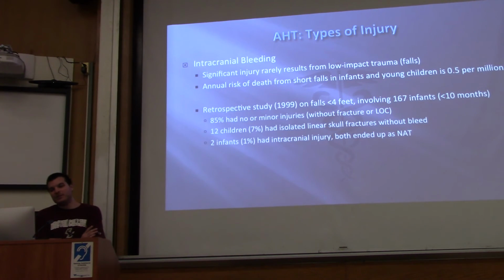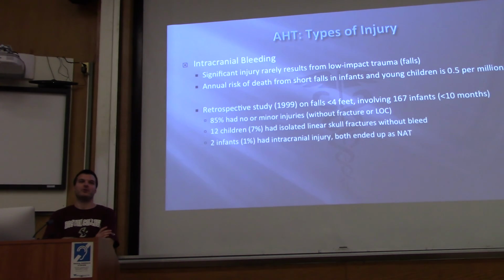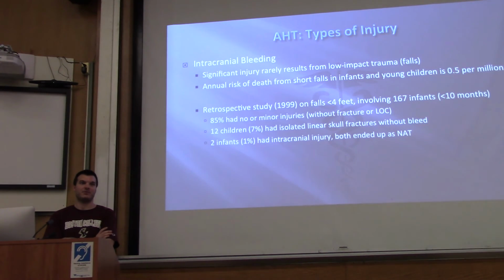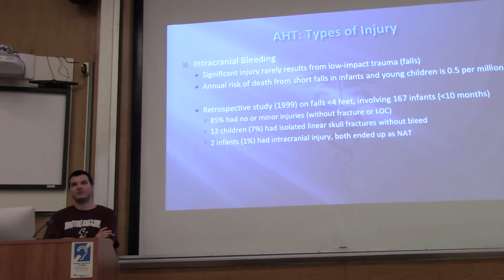So head bleeds, significant head bleeds rarely occur from low energy falls. Falls from changing tables, fell out of the bed unless it's the top bunk. Falls from stands while running around. Don't get big fractures and bleeds from those things. These kids don't have enough speed or force to make that much trauma. Your annual risk of short falls in infants less than 4 feet is exceedingly low.